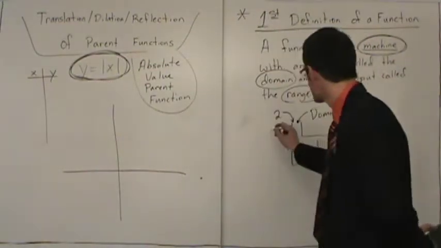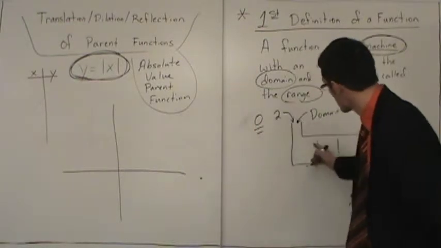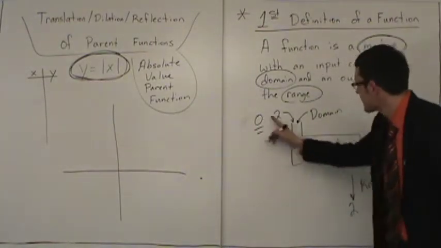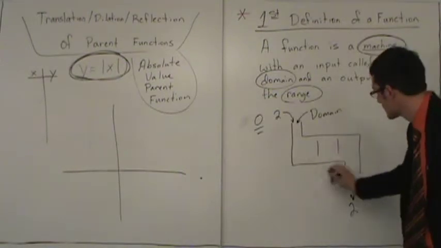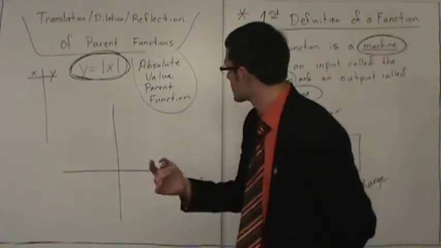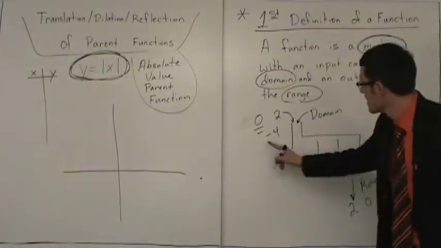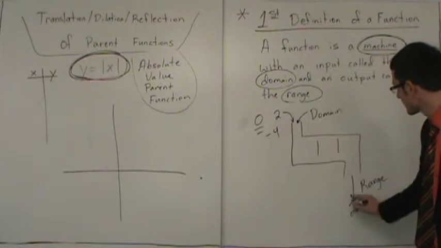You start thinking, can 0 go into the machine? That's always the problem child right there. It's 0. Can 0 go into the absolute value machine? Yes. We put in 0, crunch, absolute value of 0 is what? 0. Now, can a negative number go into the machine? What about negative 4? Can negative 4 go into the machine? Yes. If we put negative 4 in, the absolute value of negative 4 is what?